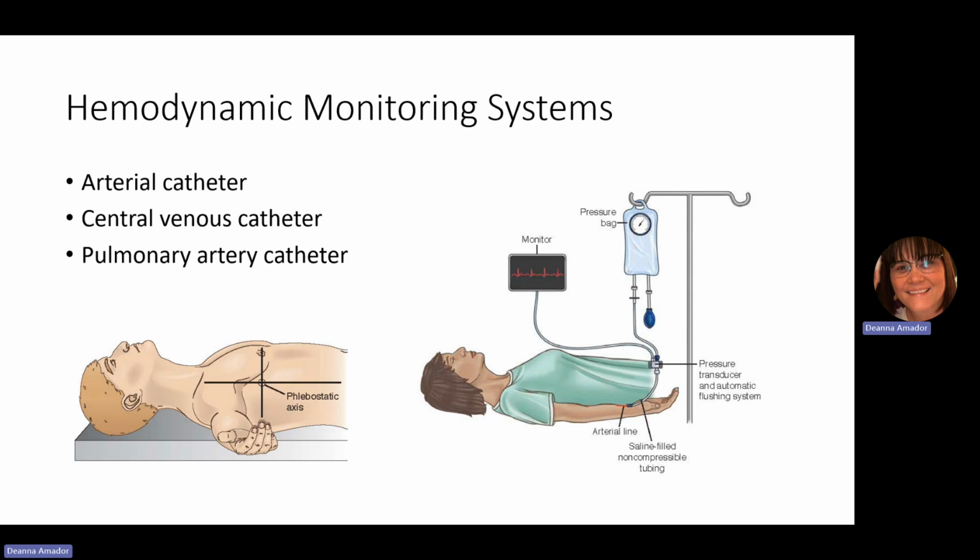A lot of times there's a lot more tubing than what this picture shows, and they can coil it up and put it on a rolled up hand towel and tape it on there. Then they take that rolled up hand towel where that transducer is, and they set it right level at the phlebostatic axis. You have to have it leveled. Any type of hemodynamic monitoring has a transducer, and it has to be leveled to get accurate readings. So that's what this slide is all about.